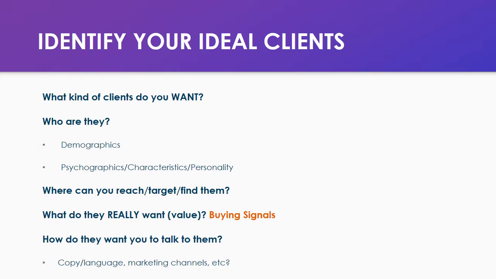Where can you reach or target or find your ideal clients? What do they really want from you? What do they value? Are you paying attention to the buying signals? And there are all kinds of buying signals. I put that in orange on this slide because I wanted to make sure I didn't forget to talk a little bit about buying signals. When you really pay attention to what customers do, how they respond to you, you can get a feel for if they're interested in a product or maybe something that you don't already offer.